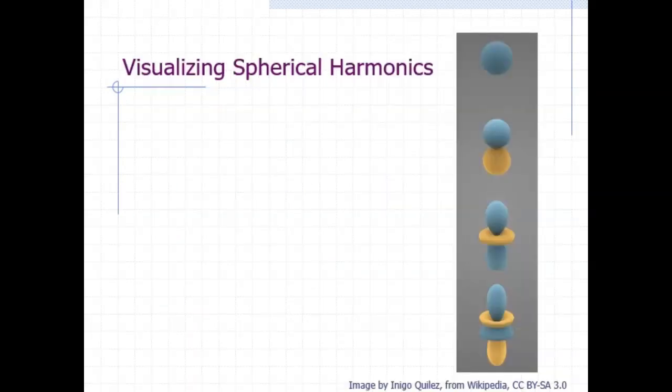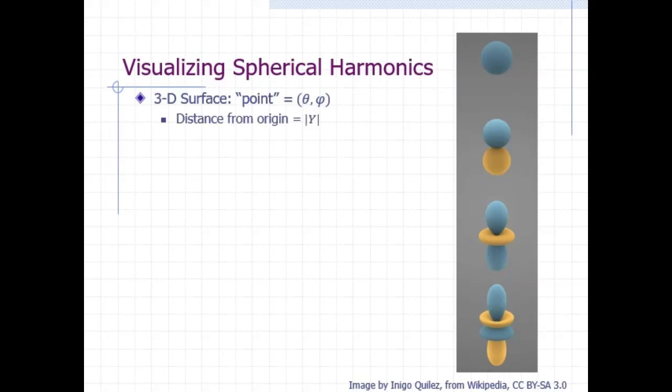The spherical harmonics are typically plotted as three-dimensional surfaces to make them easier to visualize. How do we interpret the plots? The distance of the point on the surface from the origin is the absolute value of the spherical harmonic for the theta and phi associated with that point.